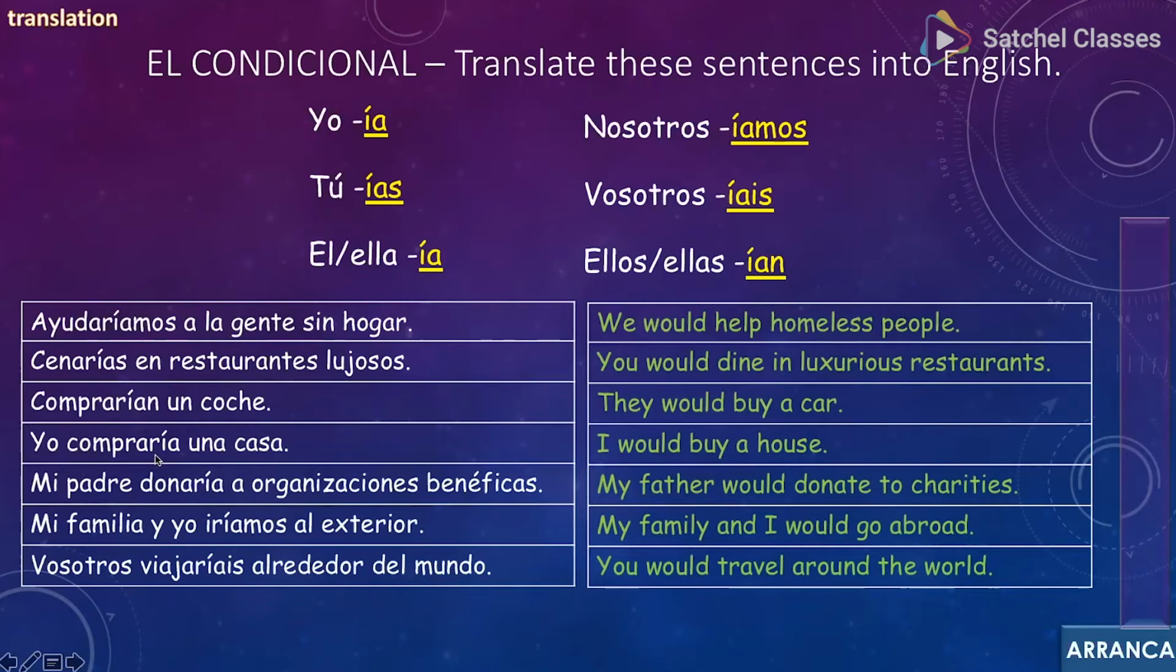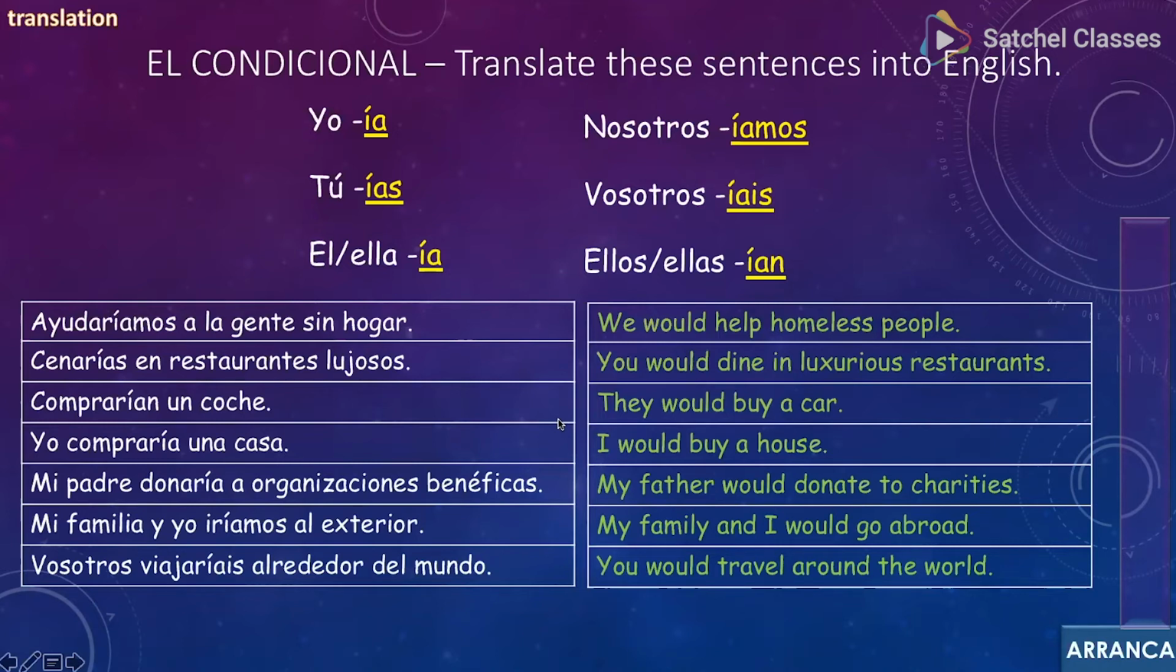Yo compraría. Once again, here I know that it is me because I'm using I. So my ending is ia. My father would donate, would be mi padre donaría. So that's going to be él, ella, third person singular. My family and I would go abroad. In this case, we are going to use iríamos, IAMOS. And this is because I'm including the group and it's we.